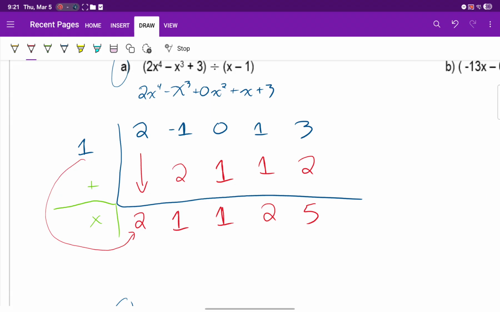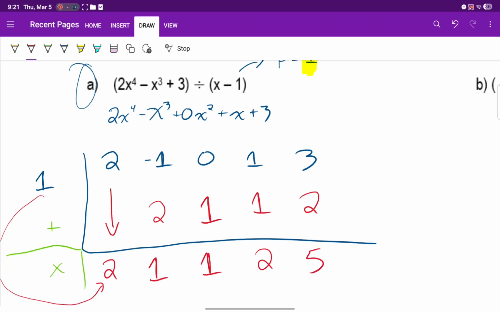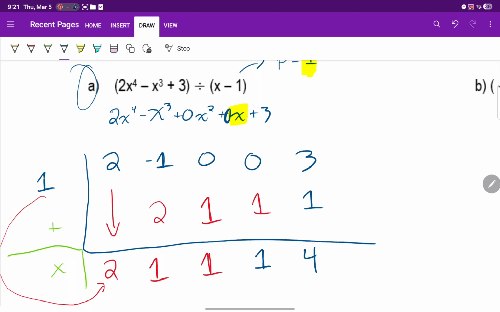I think I made a mistake. Did I make a mistake? Yes. Yes, I made a mistake. Okay, I apologize. Point out my mistake here. My mistake is that this x term should have a 0 coefficient. Okay, which means this term here should actually have a 0 coefficient, which means that this is wrong, this is wrong, and this is wrong. Finishing this up, 0 plus 1 is 1, 1 times 1 is 1, and 3 plus 1 is 4.